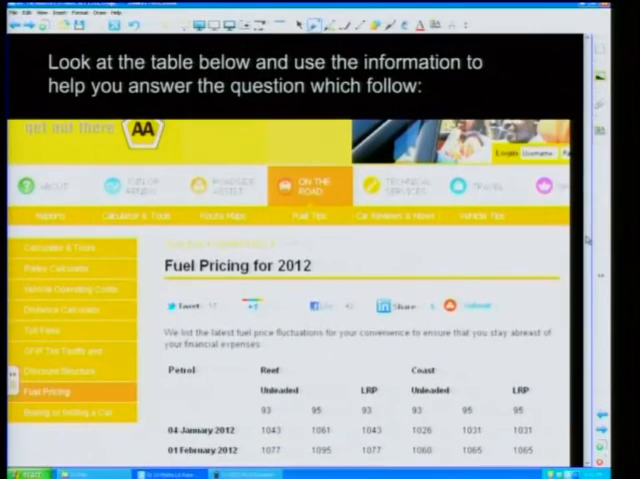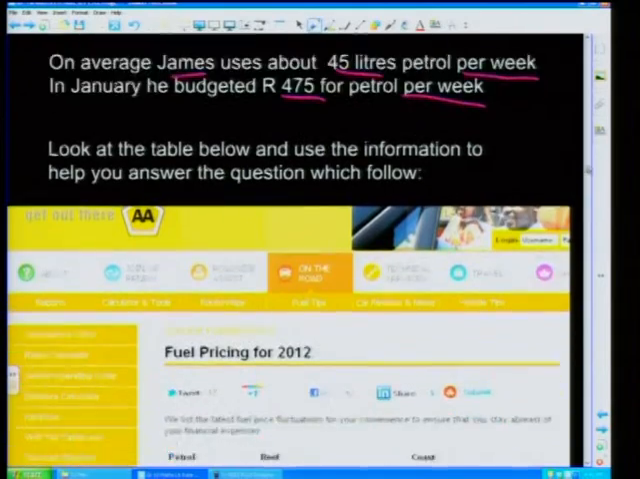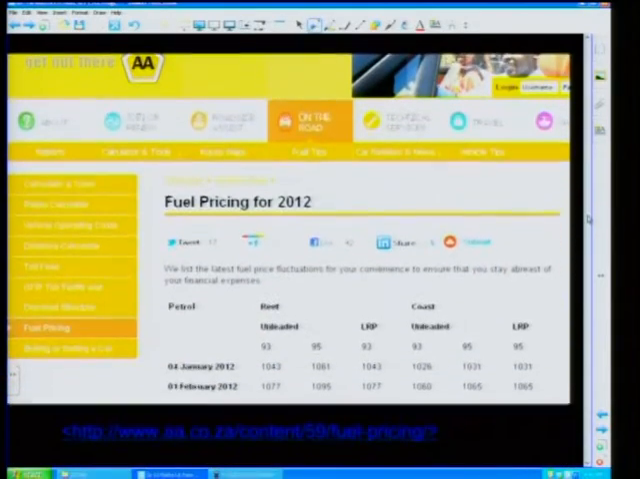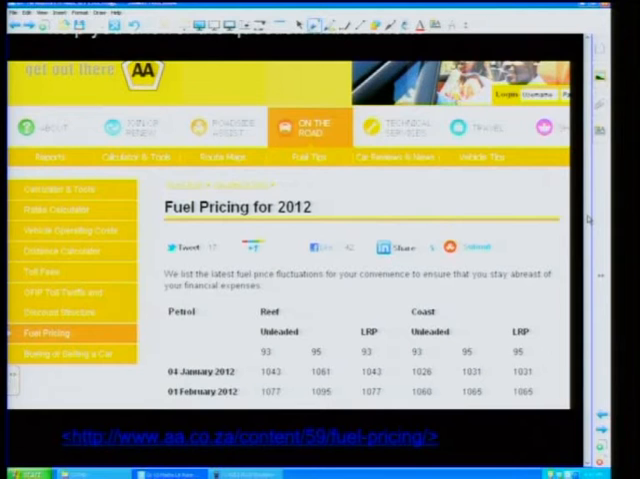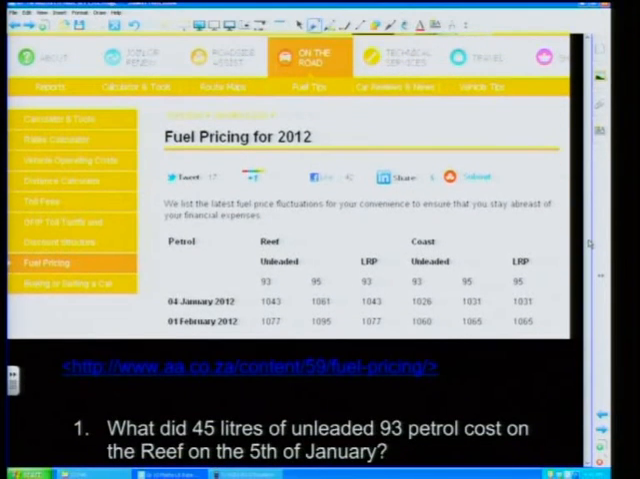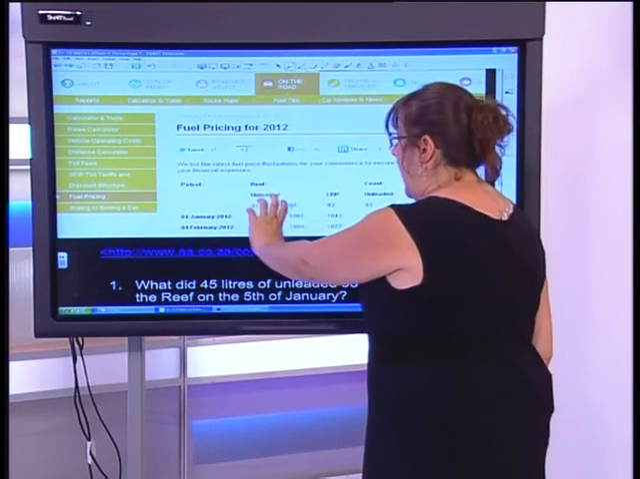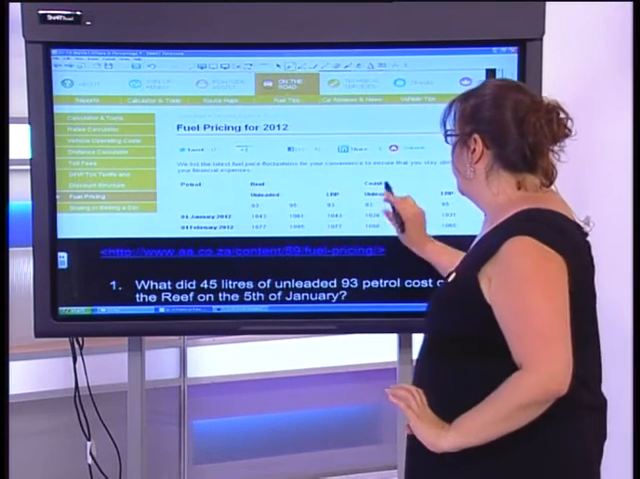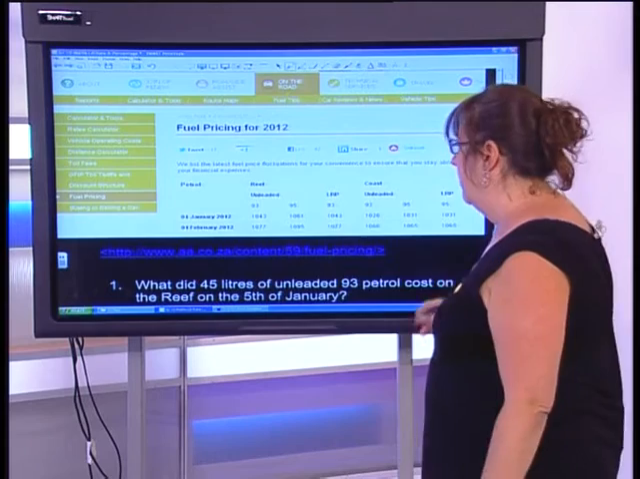Now, I love it when they give you tables. So I hope you can see this table. It is taken out of the AA website, and we're looking at our fuel pricing for 2012. So taking it straight out, and we've got two different values here. We've got our petrol, we've got the reef unleaded and LRP, we've got the coast unleaded and LRP, and we've got two different dates.